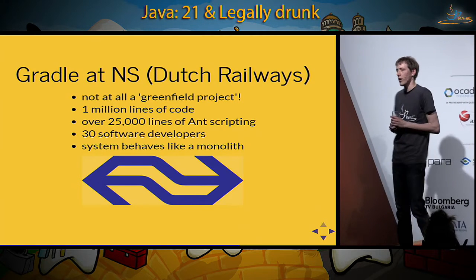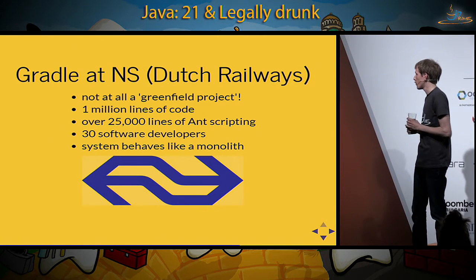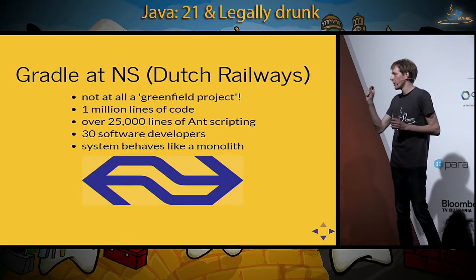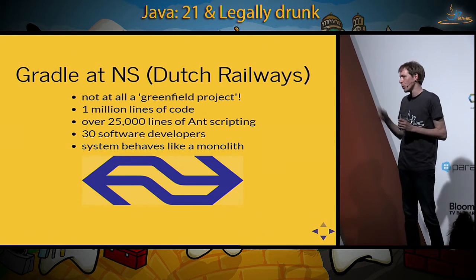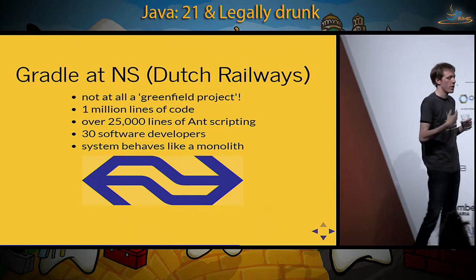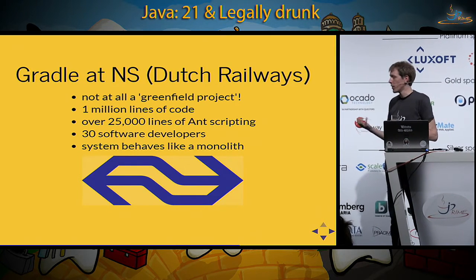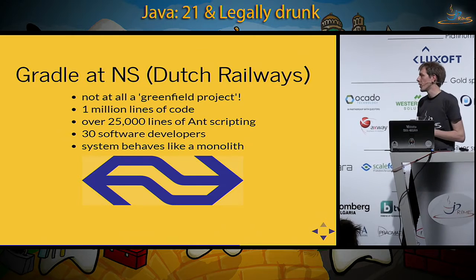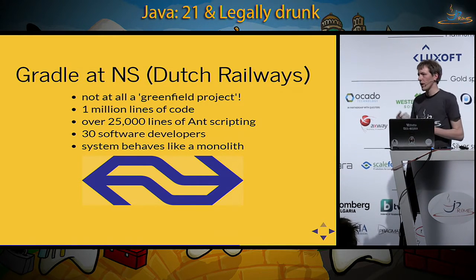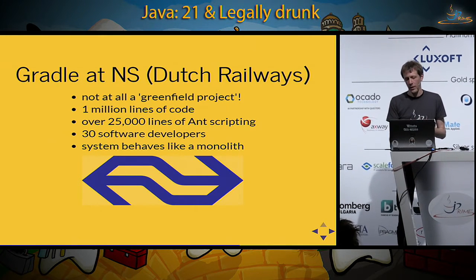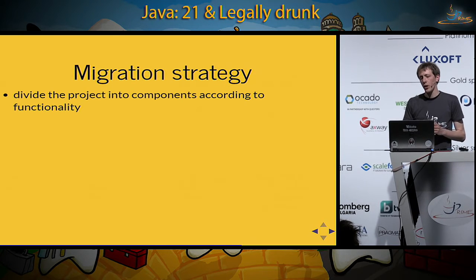And also on the build server, our Jenkins server triggered a build every time one tiny line in one module was changed, and everything was built again. So that cost us a lot of time. And we tried to face that when doing the Gradle migration, to make sure that these things could run independently. So what was our migration strategy?